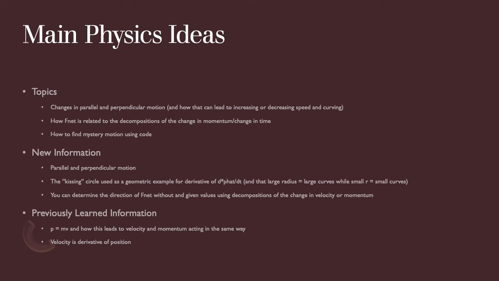New information to me was how to calculate the parallel and perpendicular motion, as well as the concept of the kissing circle, which is a geometric example for the derivative of p hat over t. And also, along with that, the bigger the radius of the kissing circle, the larger the curves, and vice versa. And also that you can determine the direction of the net force without given values just by using decompositions of changes in velocity or momentum.